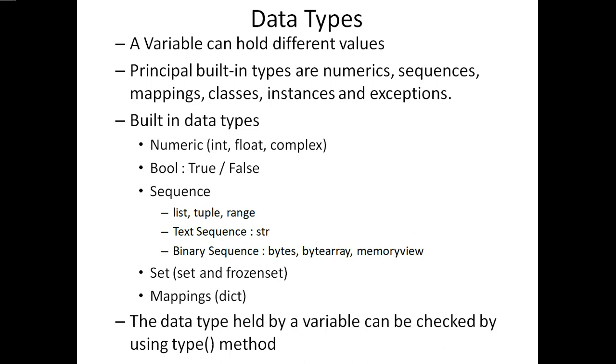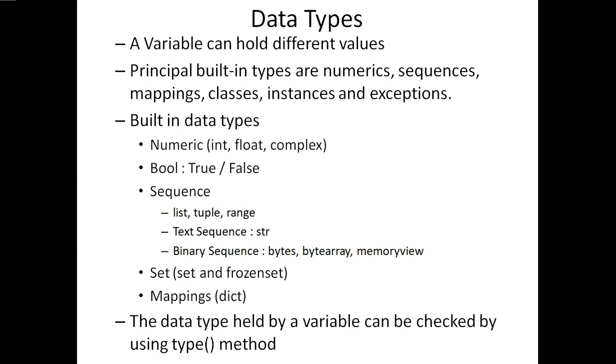There are different data types available in Python. The principal built-in types are numerics, sequences, mappings, classes, instances, and exceptions. Different built-in data types which we are going to take a look at are numeric type, bool type, sequence type, set type, and mappings type. We will take a look at classes, instances, and exceptions in the later sessions. However, we will have a few sessions with these built-in data types which I mentioned just now.